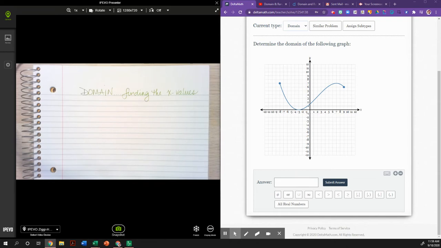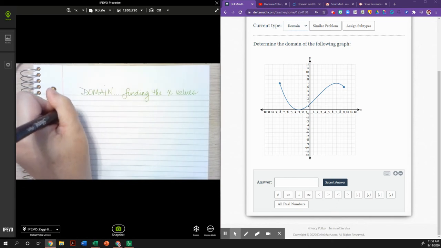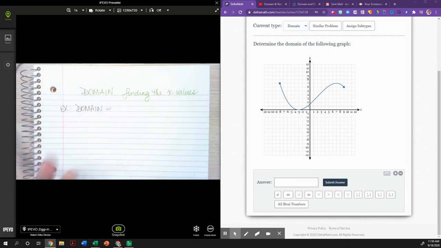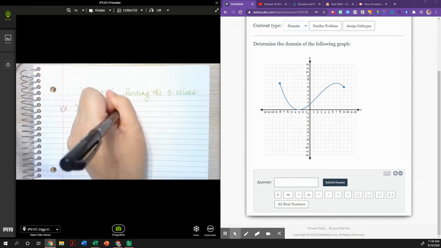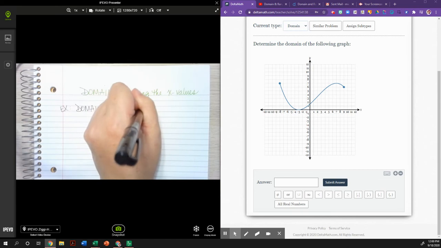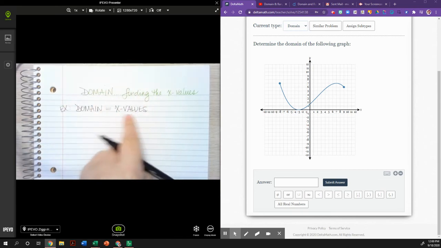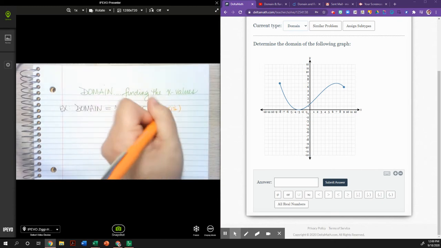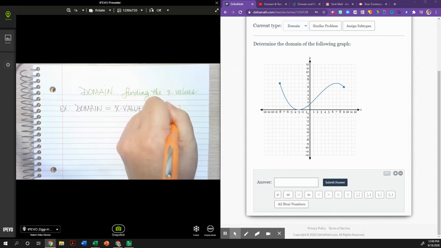If you watched the previous video, you should have an understanding that domain is working with my x values. So this is what we're looking at today. When I'm looking at my x values, that means I'm going to be focused on the x-axis. That's where I'm getting my answers from.